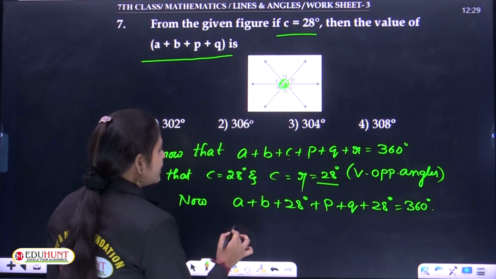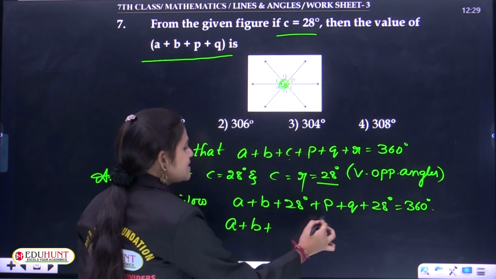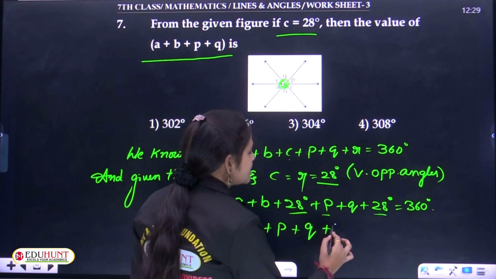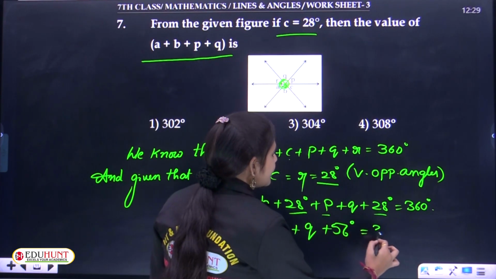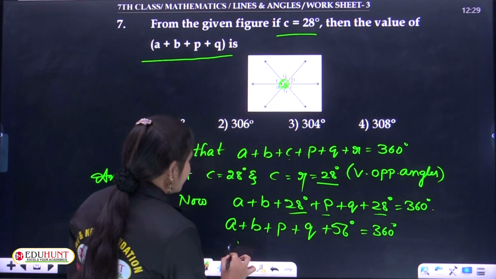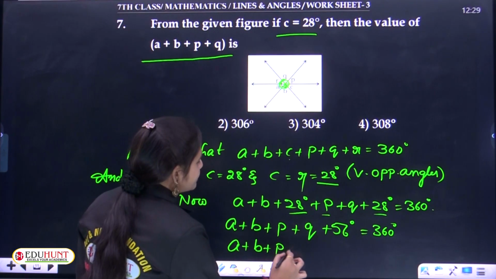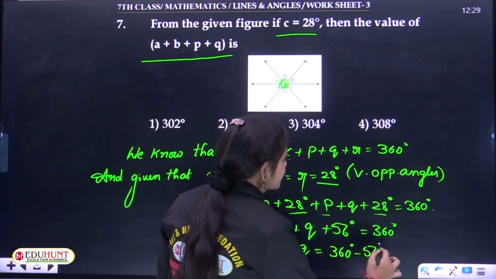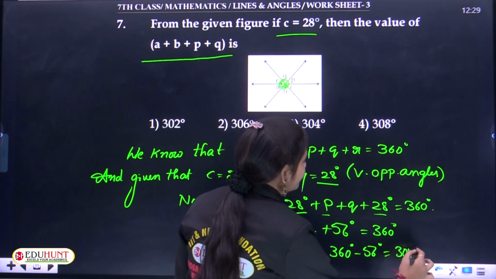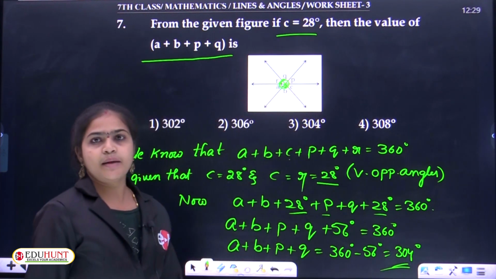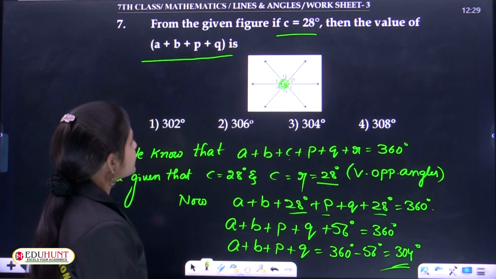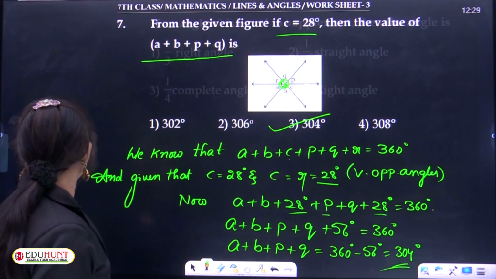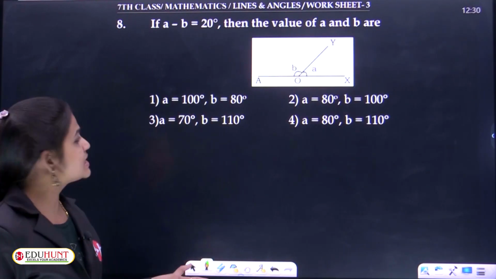Clear? Now here A plus B plus P plus Q plus 28 plus 28, which is equal to 56 degrees, is equal to 360. Now A plus B plus P plus Q is equal to 360 degrees minus 56 degrees, which is equal to 304 degrees. Am I clear to you? Then which option is correct? 304 degrees. Yes.